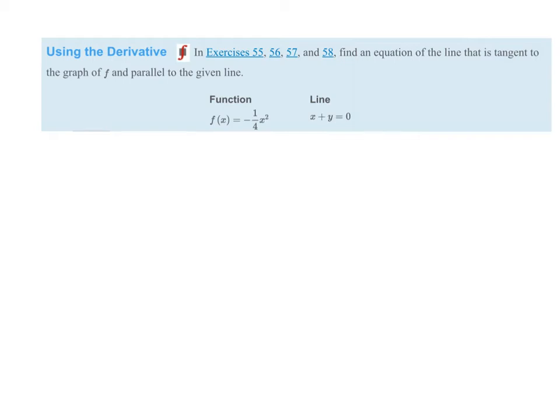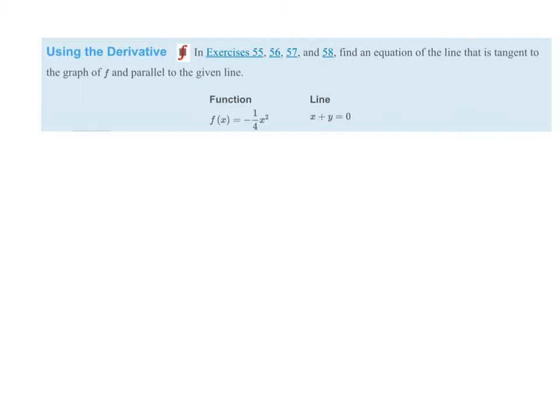Here's some homework help on 12.3 day 3, and this is on number 55. Using the derivative, on exercises 55, 56, 57, and 58, find an equation of the line that is tangent to the graph of f and parallel to the given line. We have the function f of x equals negative 1/4 x squared, and it needs to be parallel to the line x plus y equals 0.